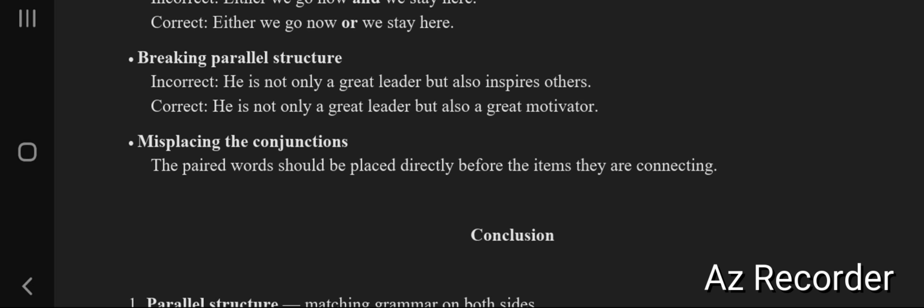Breaking parallel structure. Incorrect: He is not only a great leader but also inspires others. Correct: He is not only a great leader, but also a great motivator. Misplacing the conjunctions. The paired words should be placed directly before the items they are connecting.